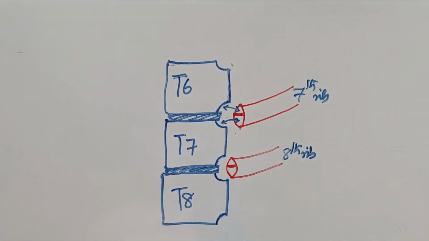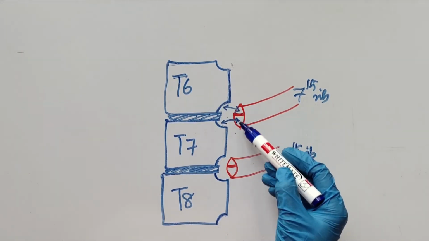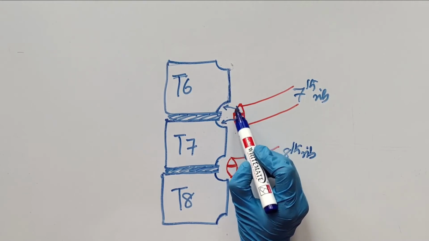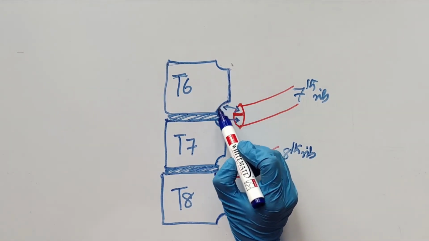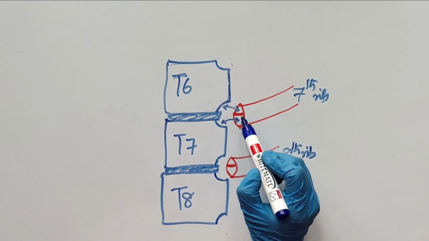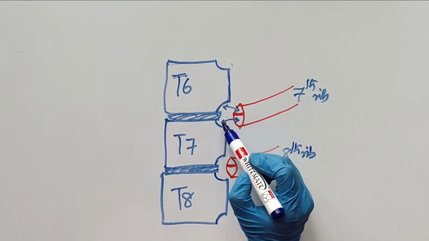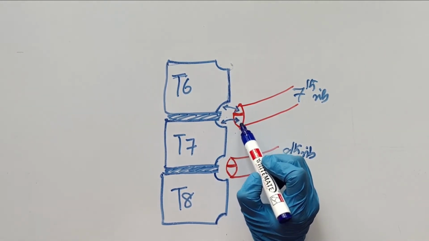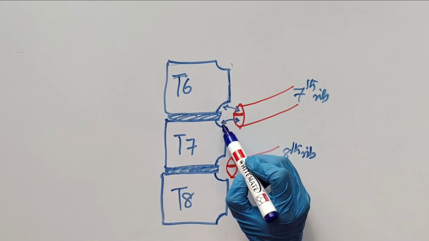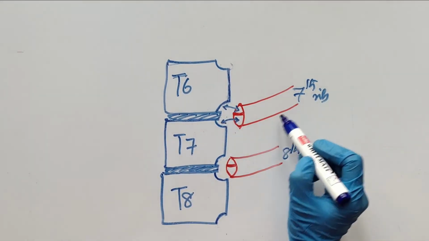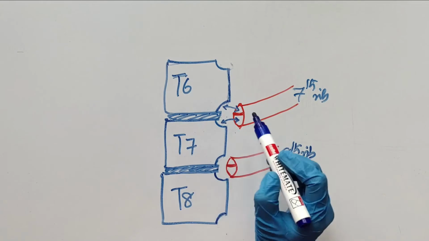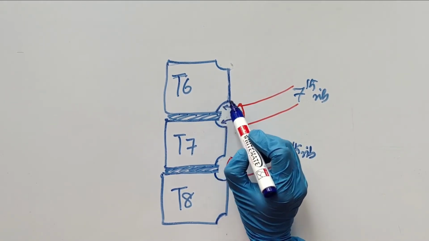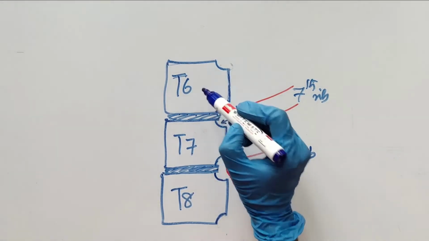So this is how the costal facets articulate with the heads of ribs. The upper smaller facet of the head of rib articulates with the inferior costal facet, while the lower larger facet of the head of rib articulates with the superior costal facet. The lower larger facet of the head of rib articulates with the superior costal facet of the numerically corresponding vertebra, while the upper smaller facet of the head of rib articulates with the inferior costal facet of the vertebra above.